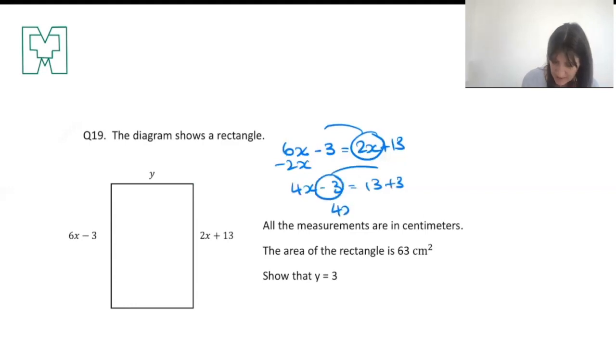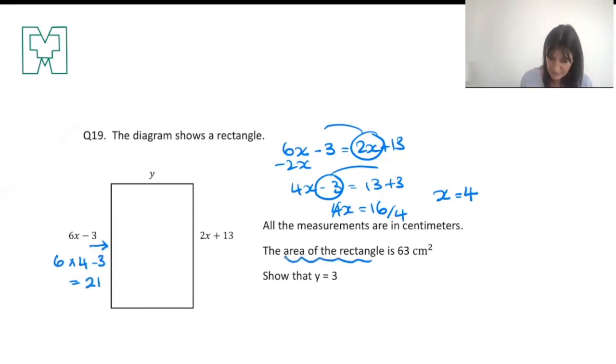Now I've got 4x equals 16. Divide through by the 4 and our x is equal to 4. Now we can work out what the edge of this rectangle is because we now know that x is 4. So 6 times 4 and then take off the 3 is going to give you 21.